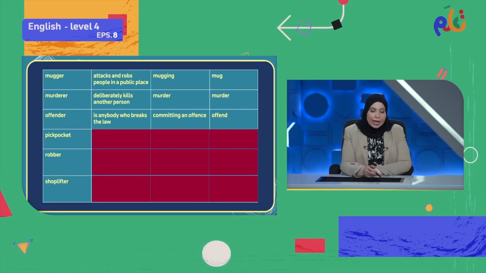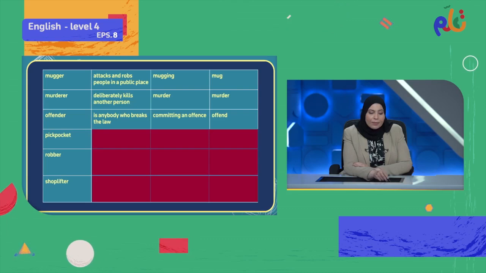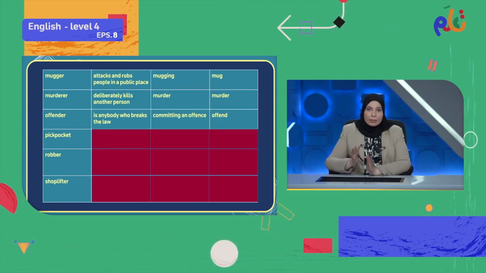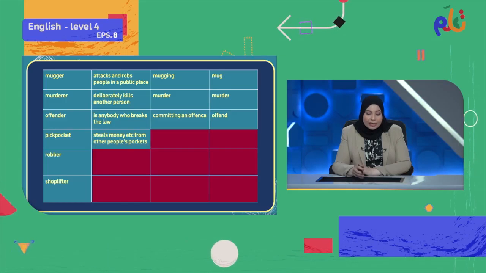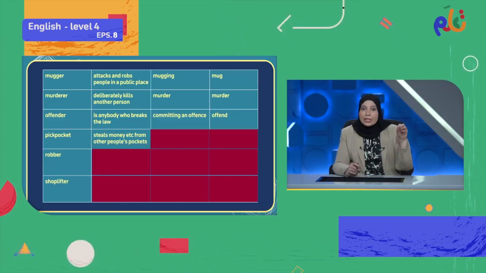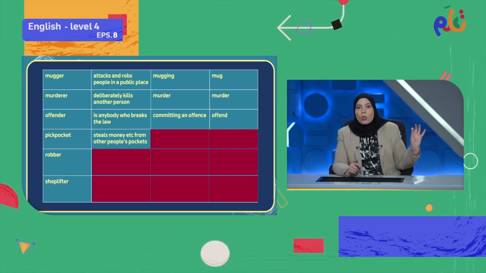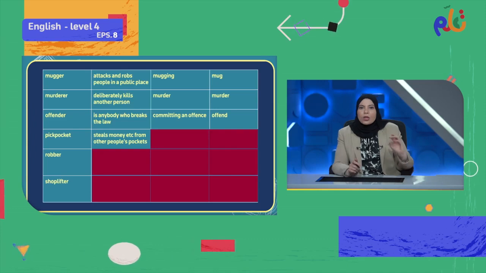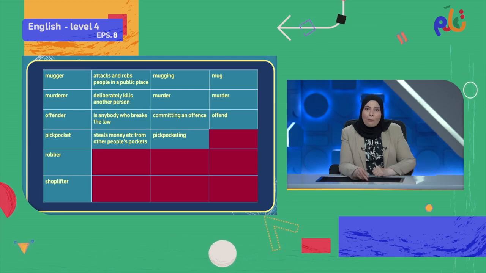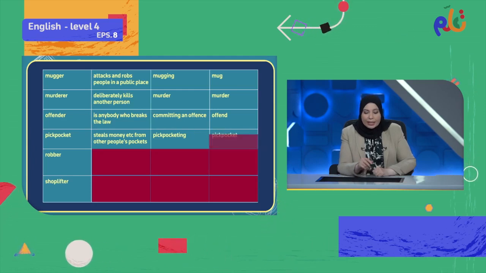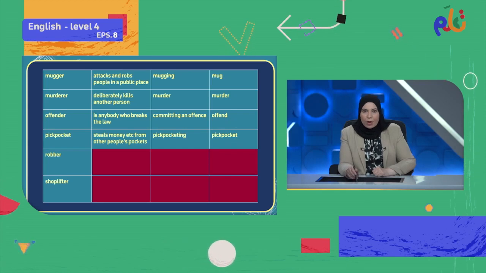Offend. And then we have pickpocket. Sometimes we call it pickpocketer. The pickpocket or the pickpocketer is the person who takes something from your pocket without you seeing him. So he steals money and so on from people's pockets, like when somebody is on the bus and they take his wallet without him feeling it. So it's called a pickpocket. The crime is pickpocketing. And if we're talking about the verb, it is the same, pickpocket.